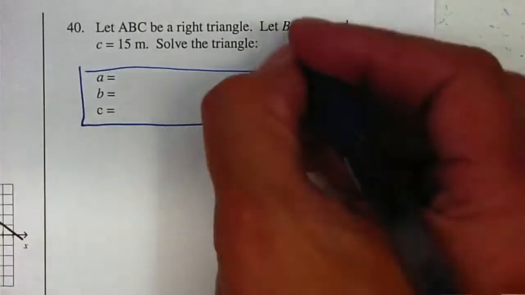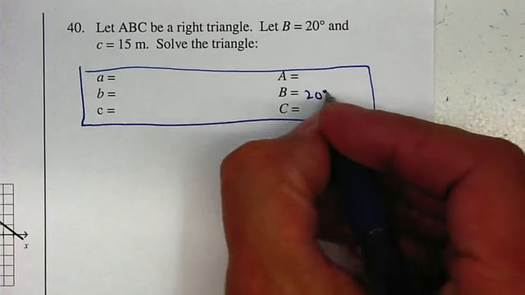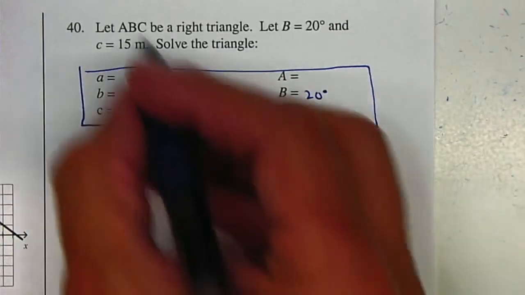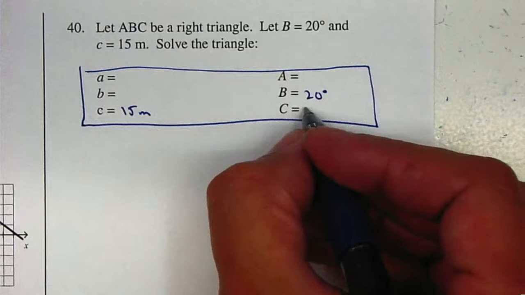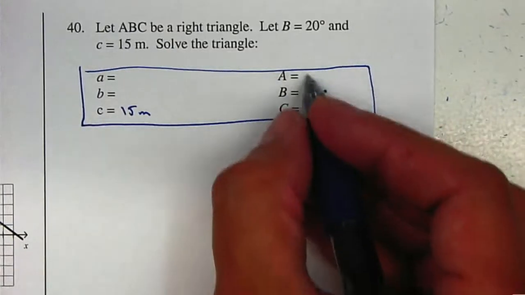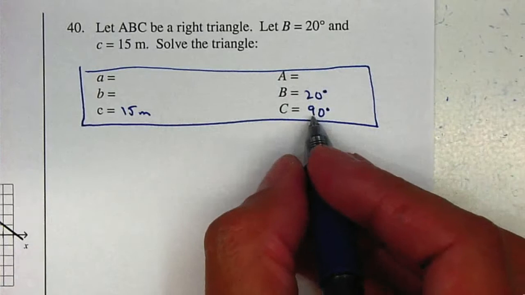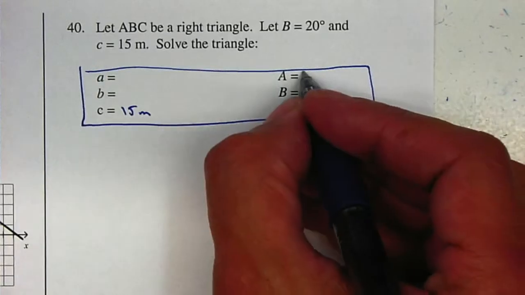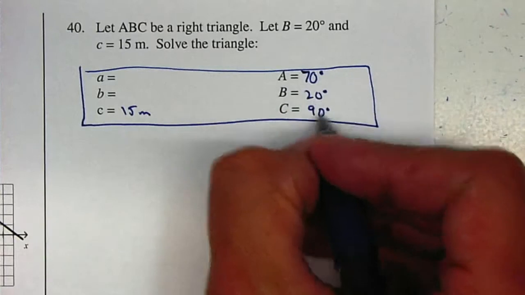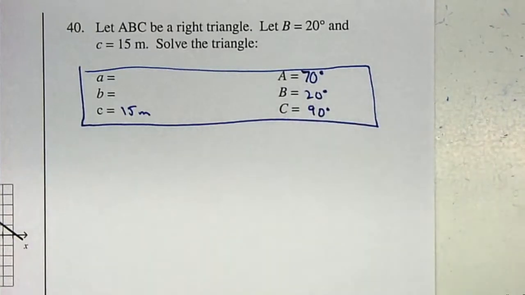But in this case, they helped us out. B is 20 degrees. c is 15 meters. We also know that because this is a right triangle, letter C or angle C will be 90 degrees. And then we know that all three angles add up to 180, so therefore angle A should be 70, correct? So if you add up all three, it will be 180. But we do definitely need to be able to draw a triangle. So therefore, it has to be a right triangle.